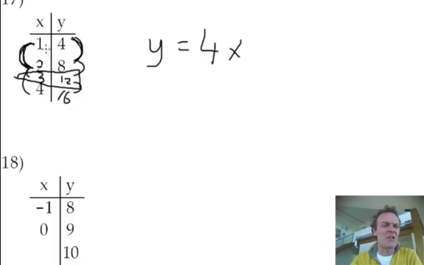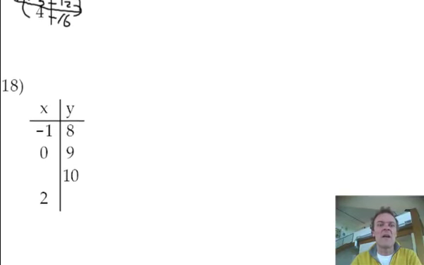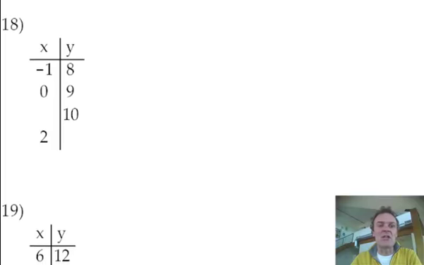Now look, multiply by 4, multiply by 4, multiply by 4, multiply by 4. That's how I'm getting from the x to the y. All it is, I'm just multiplying each one by 4. So that's the equation. If you look at the previous one, we had to add a 1 as well. So slightly different. Okay, so again, just fill in the missing numbers.